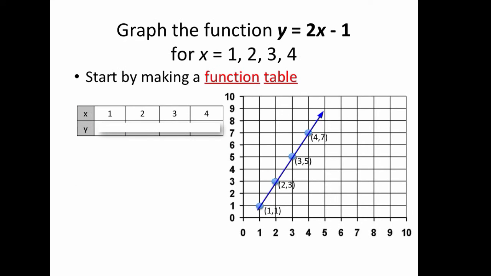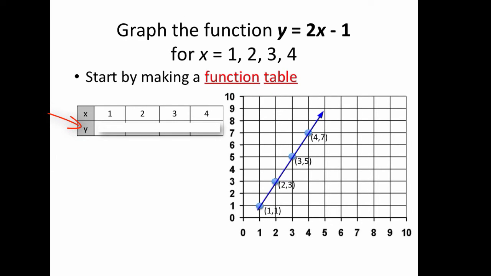The question says, graph the function y equals 2 times x minus 1 for x equals 1, 2, 3, 4. Now you don't have some of the information in your notes that you see on the screen. So first we want to start by making a function table. Fill that in. We need to figure out our outputs.